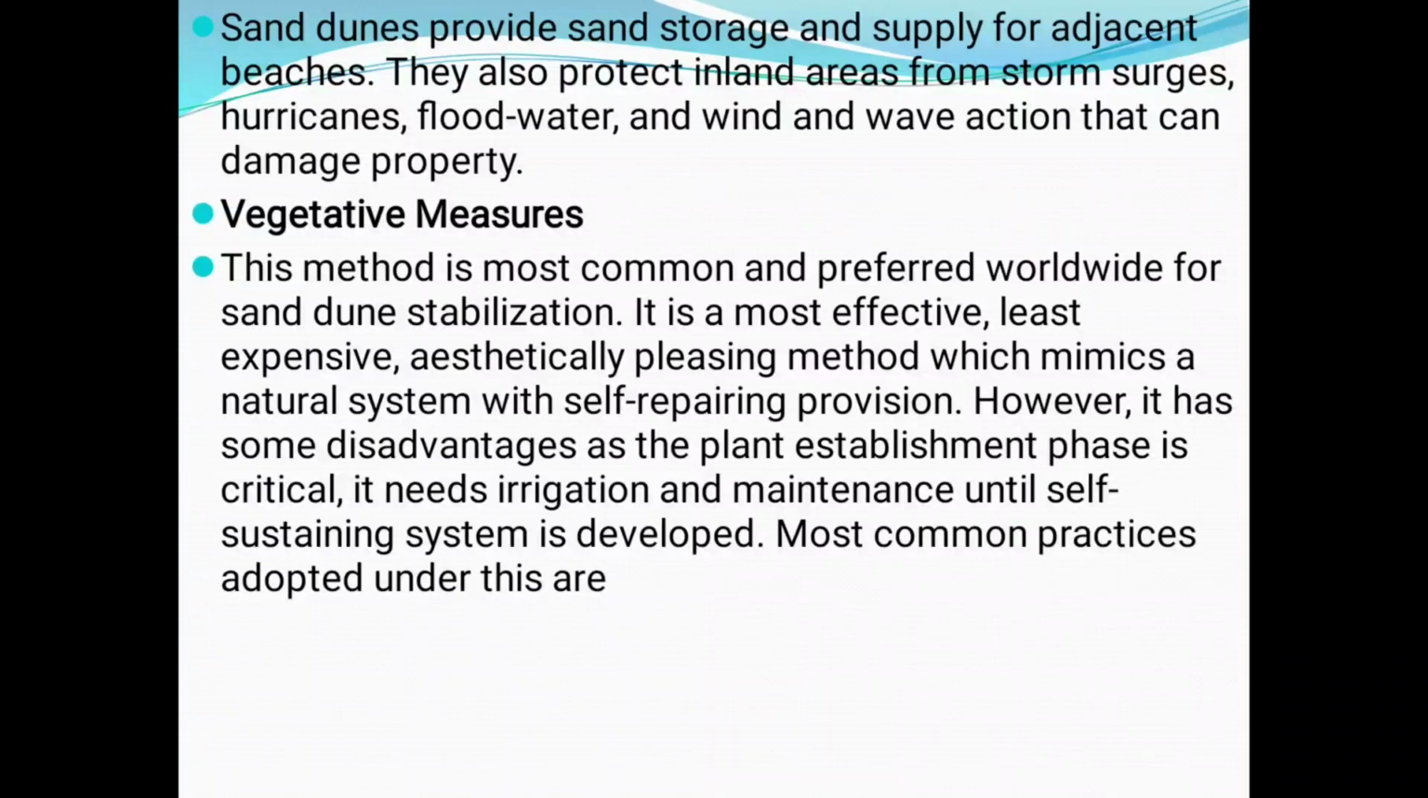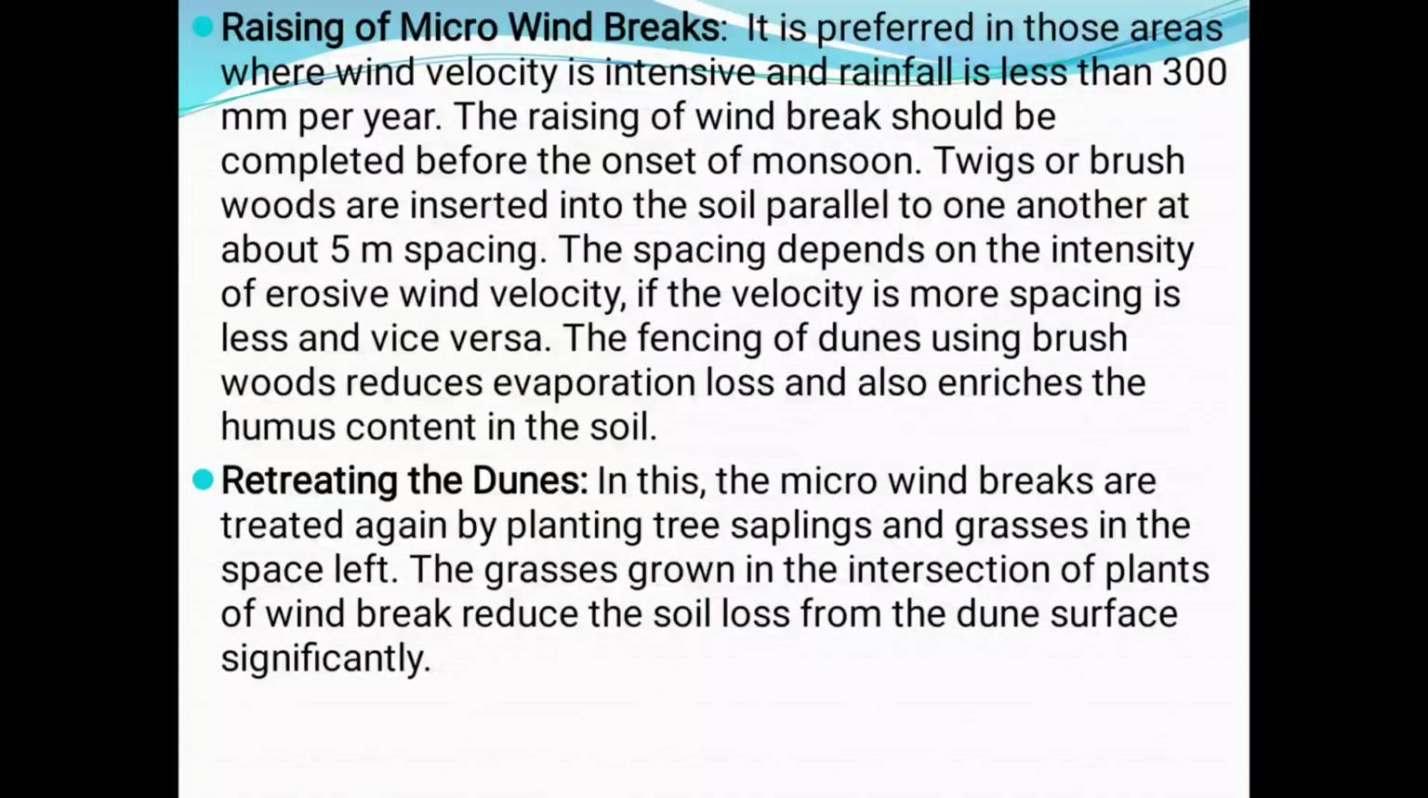Vegetative measures. This method is most common and preferred worldwide for sand dune stabilization. It is most effective, least expensive, aesthetically pleasing method which mimics a natural system with a self-repairing provision. However, it has some disadvantages as the plant's establishment phase is critical. It needs irrigation and maintenance until a self-sustaining system is developed. Most common practice adopted under this is raising of micro windbreaks. It is preferred in those areas where wind velocity is intensive and rainfall is less than 300 mm per year.